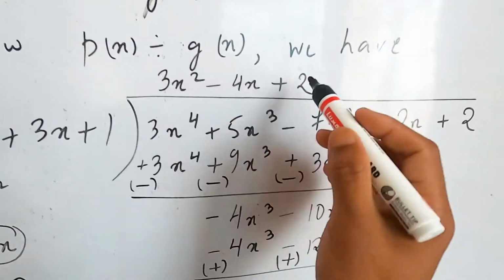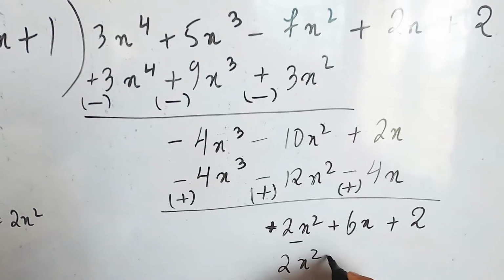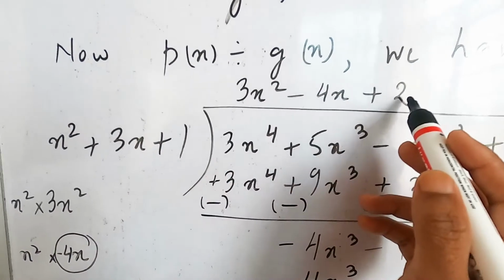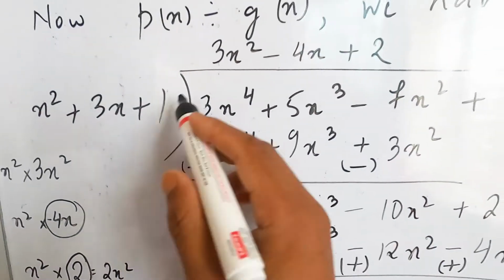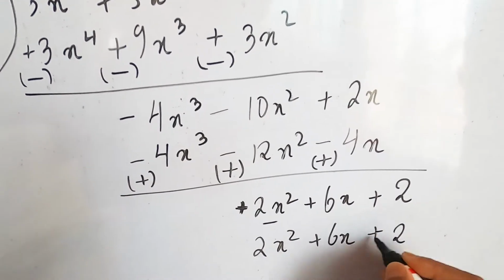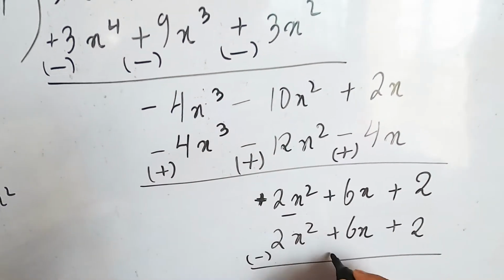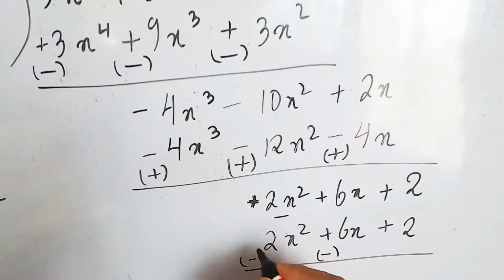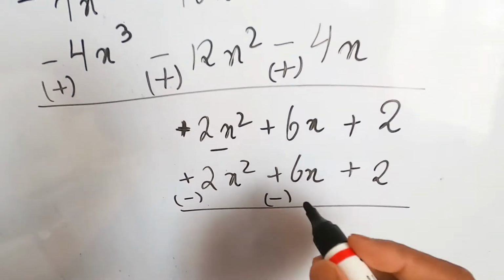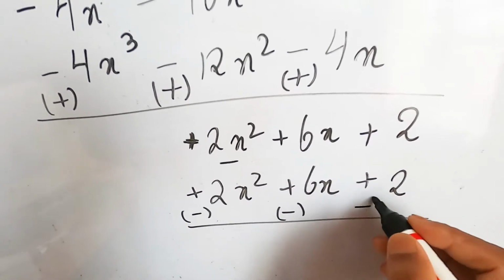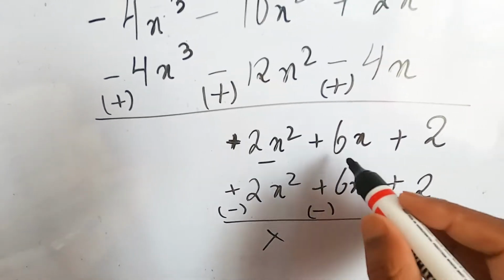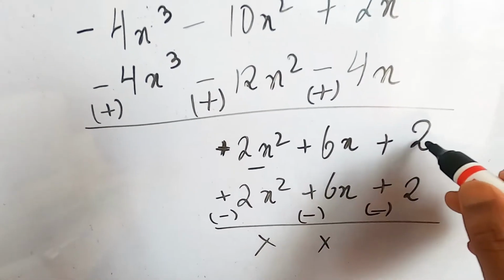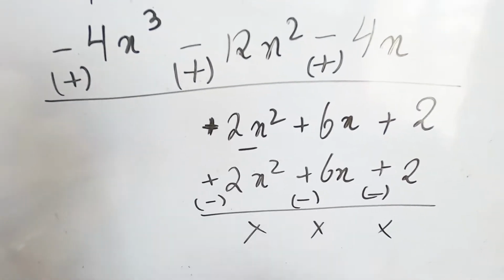So x square into 2 will be 2x square. Then the second term with the third quotient, 3x into 2 will be 6x, and 1 into 2 will be 2. So in this case next use sign convention. This is plus, so it will be minus. So 2x square minus 2x square will be 0, 6x minus 6x will be 0, 2 minus 2 will be 0. So in this case the remainder is 0.